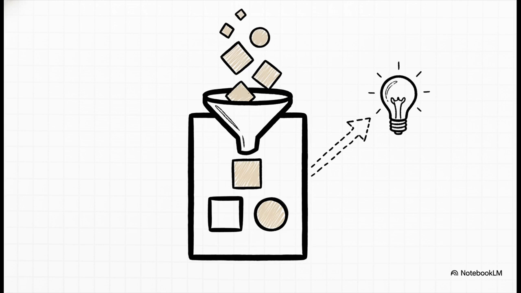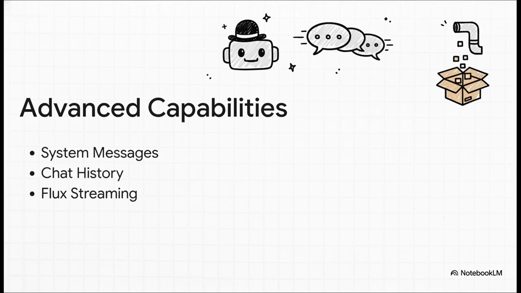Spring AI solves this beautifully with prompt management. You can store your complex, reusable prompts in external .txt files. These files let you pass in dynamic variables at runtime, like a user's name or a specific product ID. This keeps your Java code perfectly clean and your prompts totally reusable. But it goes way beyond just string replacement.